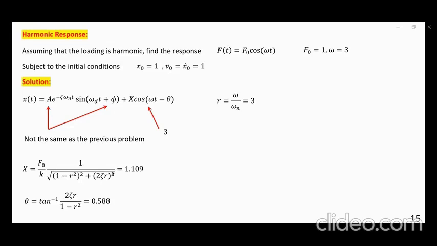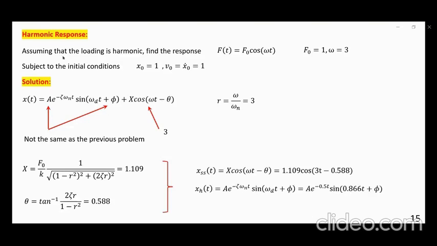comes from that formula. We already did the zeta in the previous problem. We got a zeta, right? And we have the value of R, and F naught, and K, and you get 1.09. And you can get the phase difference too, right there. So you can write this expression, solution to this, no problem. We got it, right there. All I did was to substitute the stuff.